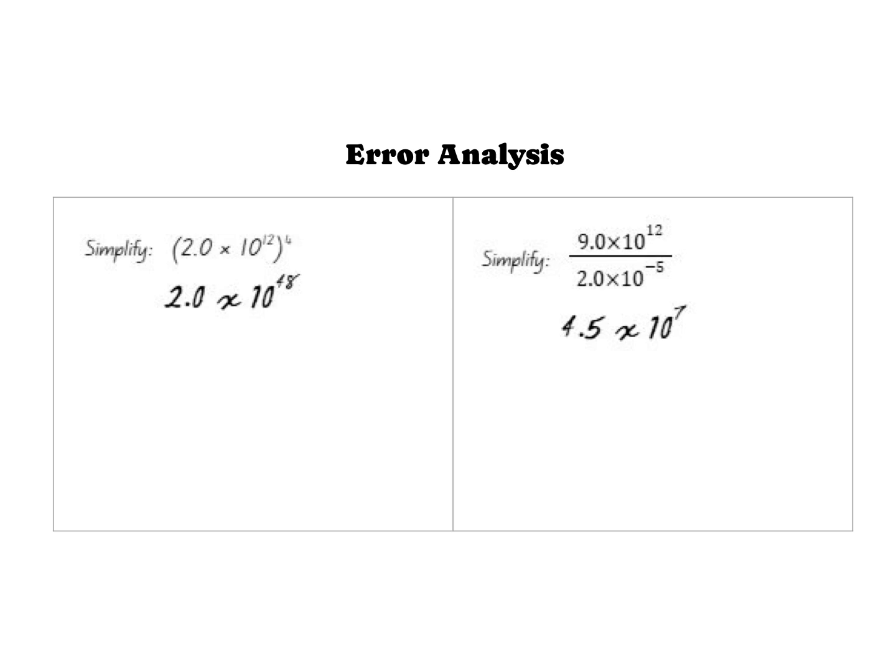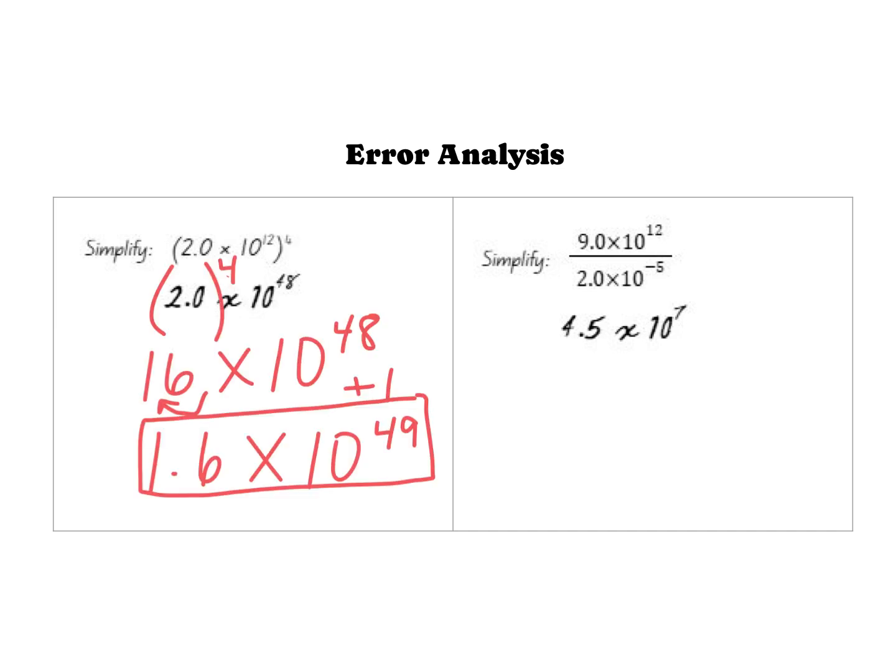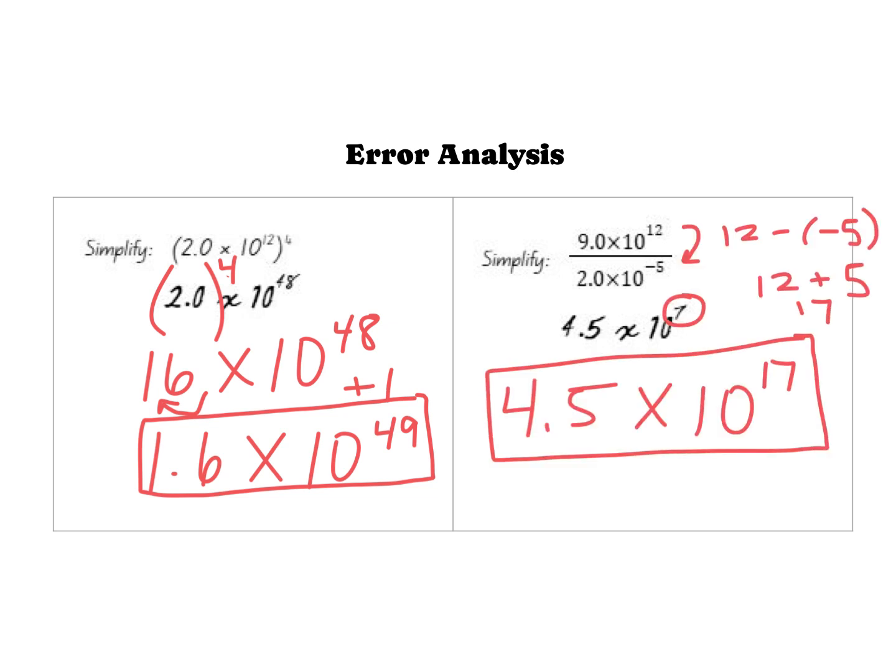Now, go ahead and look at these 2 problems and see if you can find the mistake and correct it. So again, stop the video, do them, come back to see if you did them correctly. All right, so I went ahead and corrected them. For the first one, they forgot to take 2 to the 4th power, which is going to give us 16. Then you have to adjust it by moving the decimal point back 1 and adding 1 to the 48. For the second one, they just subtracted incorrectly. 12 minus -5 is the same as 12 plus 5, which does give me 17, not 7.